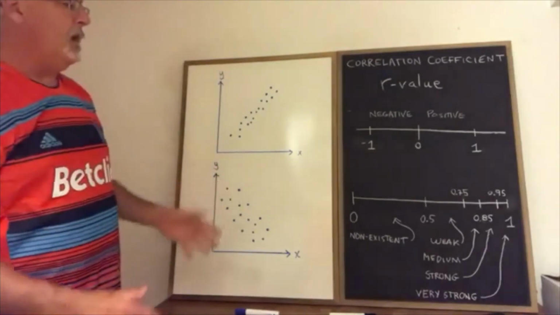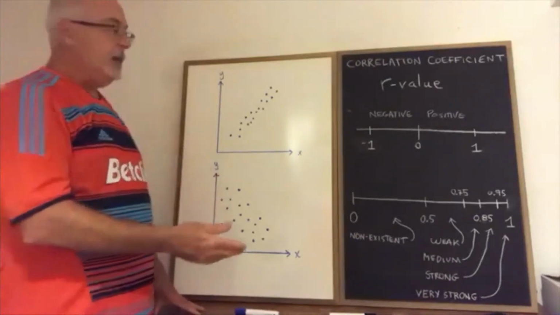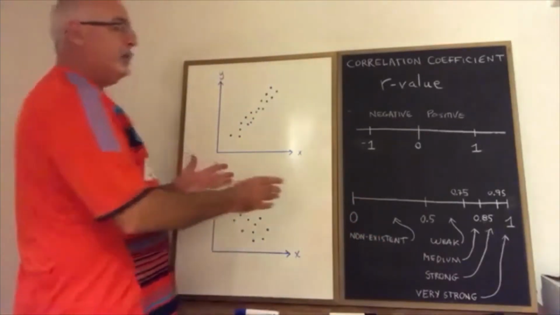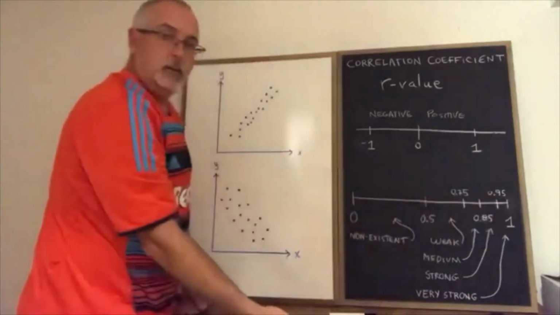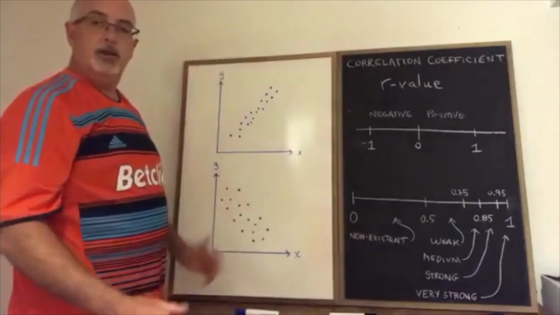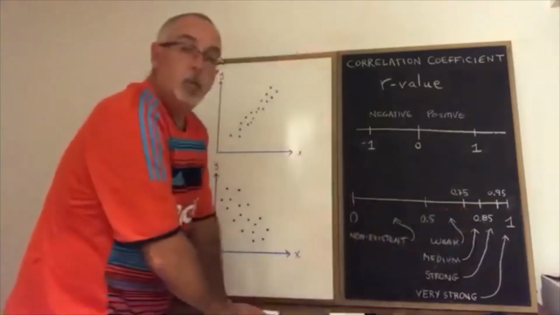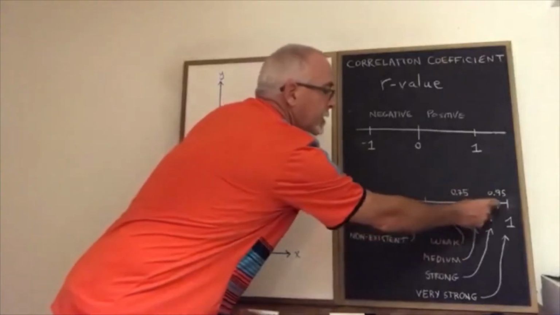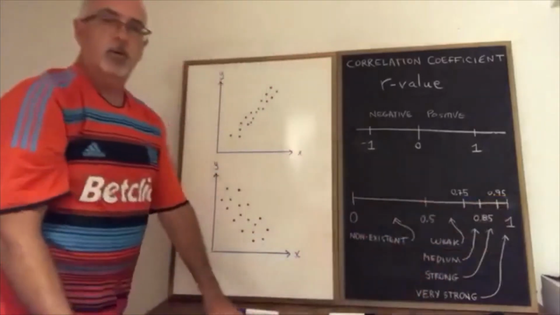In our course, Math 4152, we have a table. And the table allows us to judge how strong the correlation is by dividing the interval between 0 and 1 into 5 smaller intervals. Between 0 and 0.5, we say that is a non-existent correlation. We just do not find any relationship we can trust between this X and this Y. Between 0.5 and 0.75 is a weak correlation. Between 0.75 and 0.85 is medium. Between 0.85 and 0.95 is strong. And between 0.95 and 1 is very strong correlation.